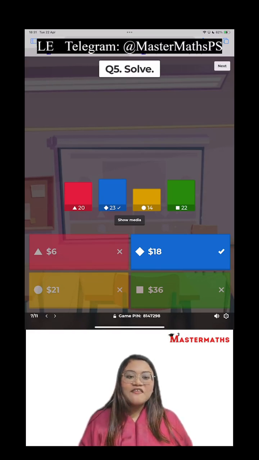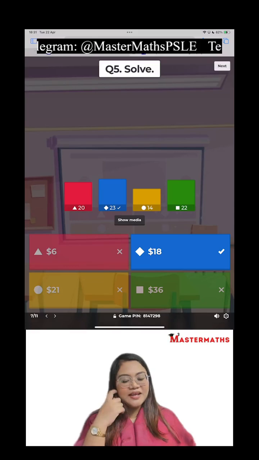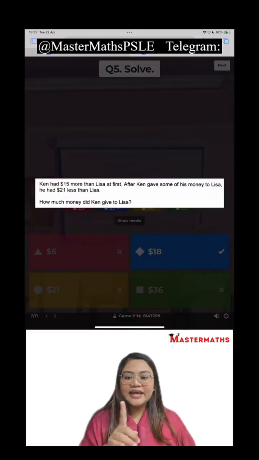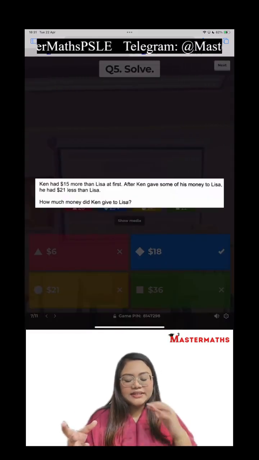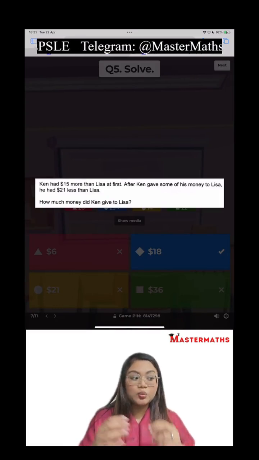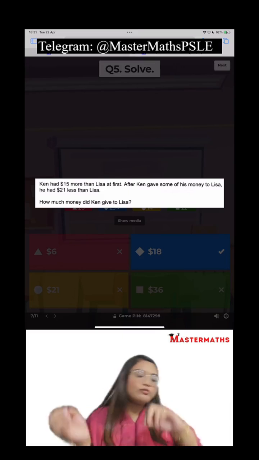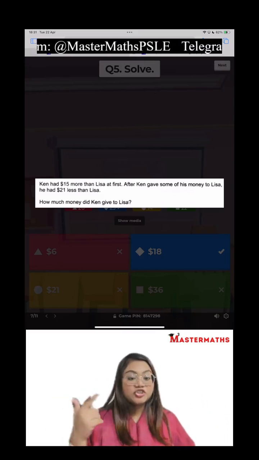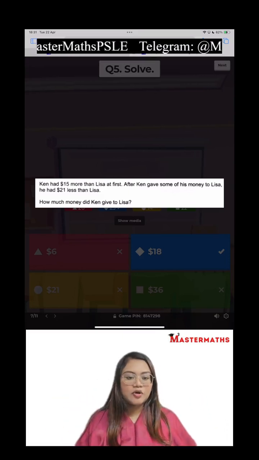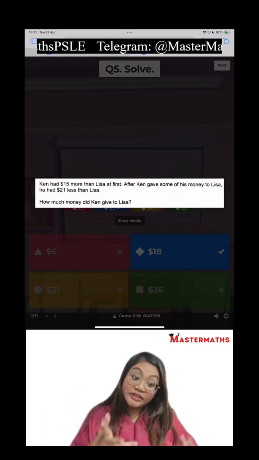You are right. For those of you who said 6, initially Ken had $15 more, right? But later he wants to have $21 less, which is way more than 15. So he must give way more than 15. That's the logic behind. So the answer cannot be 6 anymore. It must be more than 6. In fact, more than 15. Okay?